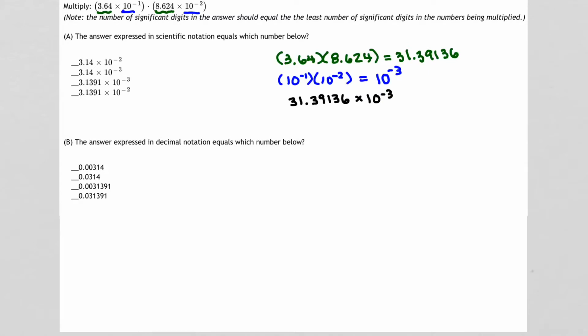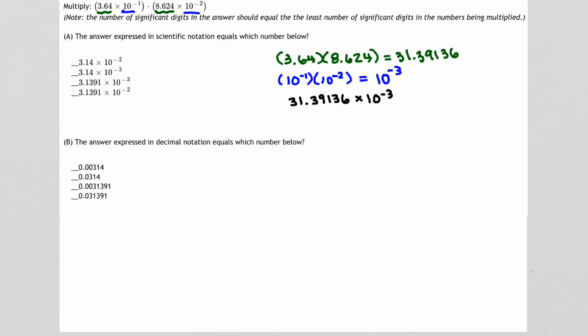Or if you like, 31.39136 hundred thousandths. Yeah, I'm just going to say 31.39136 times 10 to the negative 3. The rest is just a mouthful. All right, so we have 31.39136 times 10 to the negative 3.